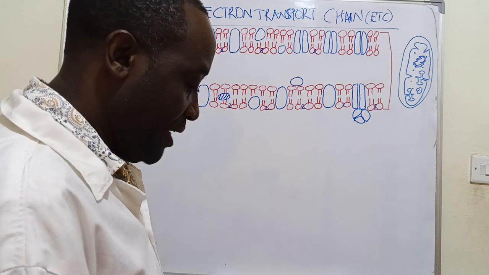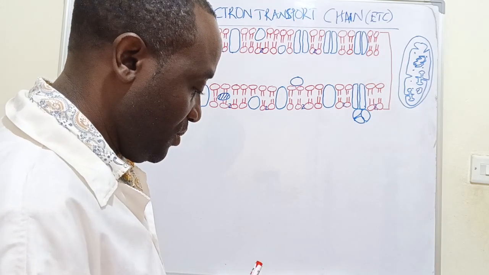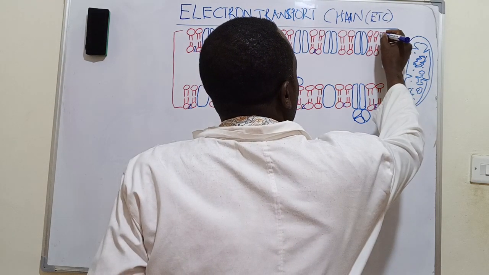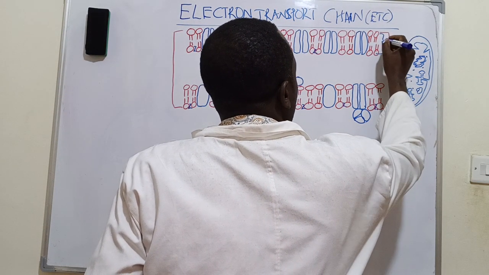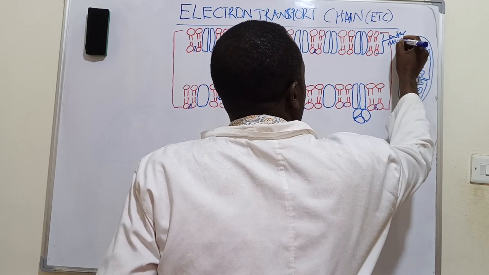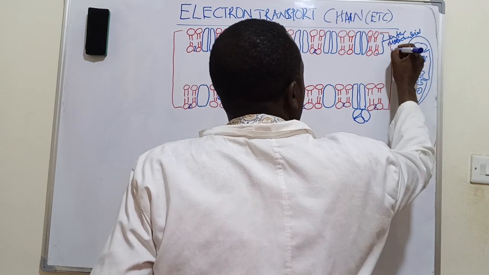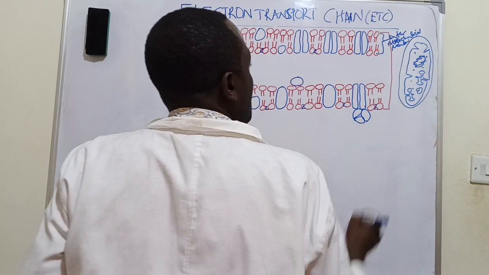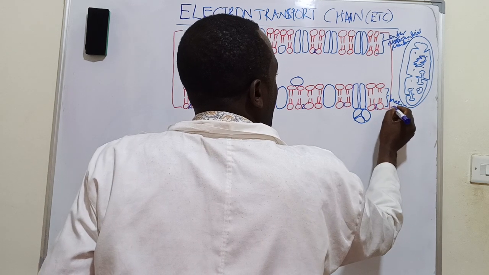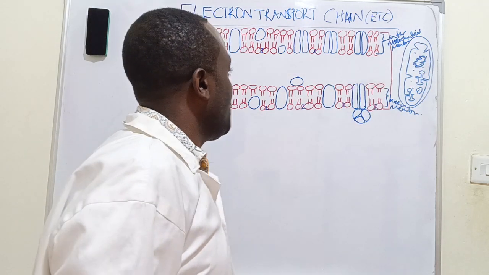Now, where is it exactly? What you saw on the blackboard, you are seeing the outer mitochondrial membrane. This one here is the outer mitochondrial membrane. This one you see here is the inner mitochondrial membrane. This one is the full mitochondrion here.